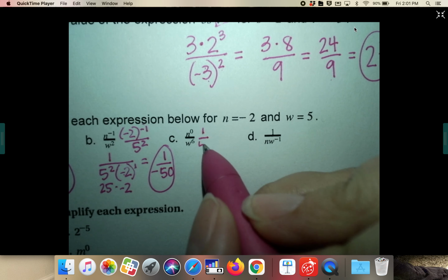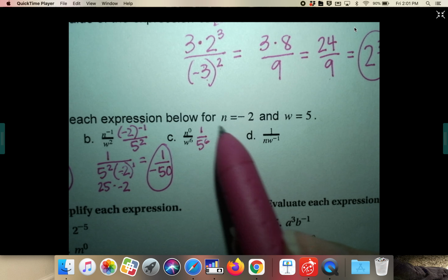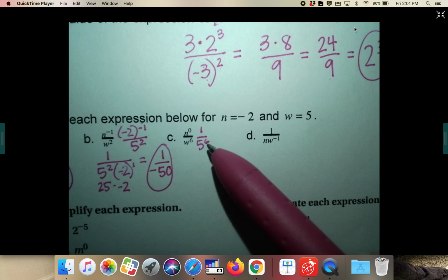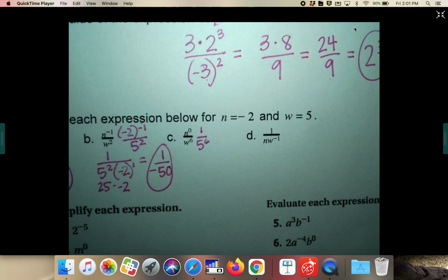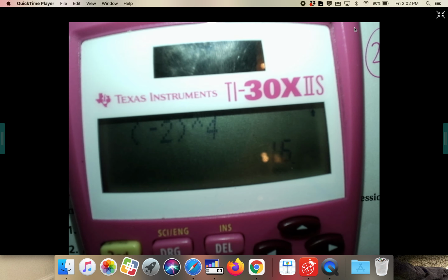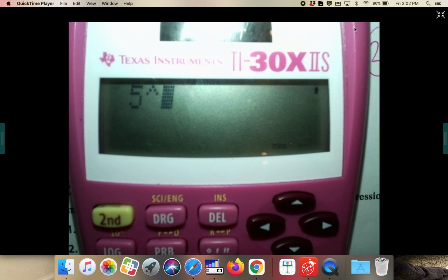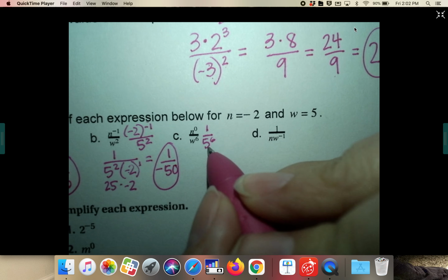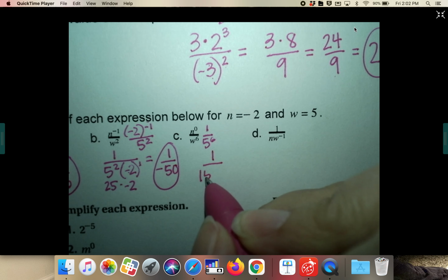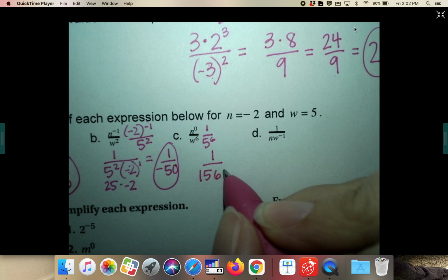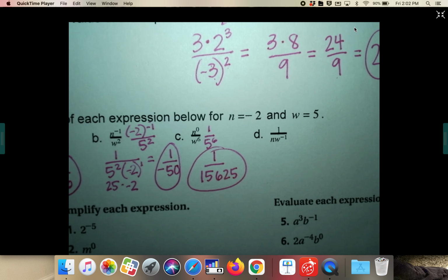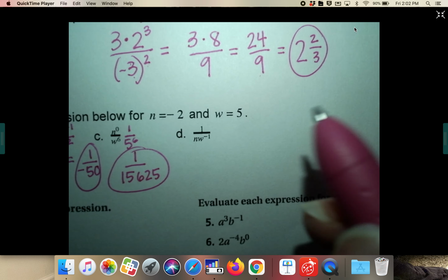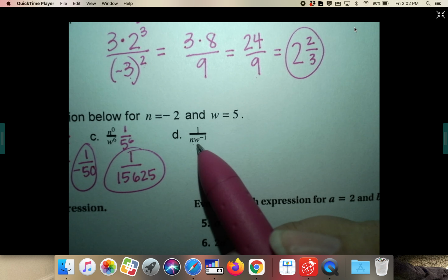W is 5. This is 5 to the 6th power. There's nothing wrong with this equation except I need to simplify it. So you can have a positive exponent. So 5 to the 6th, I have no idea what that is. 5 to the 6th power is 15,625. So 1/15,625. That is a tiny fraction. And last, I want to make sure you know these are two separate terms down here.